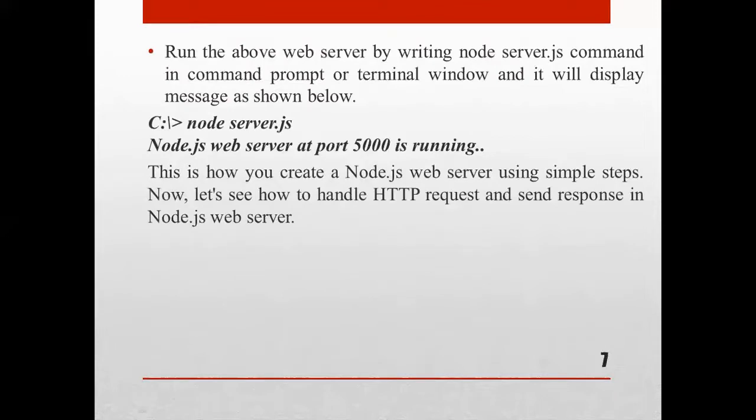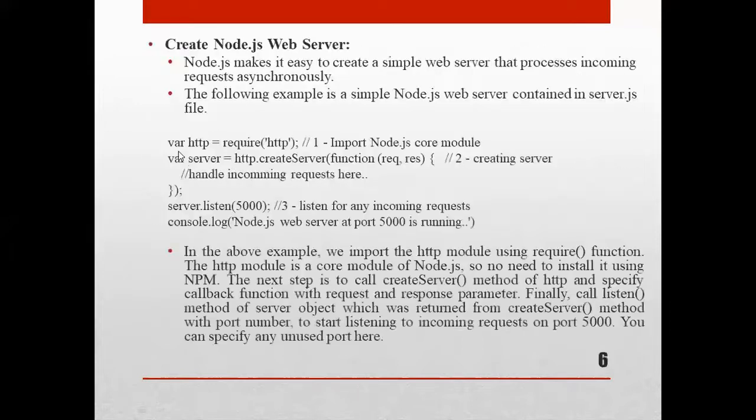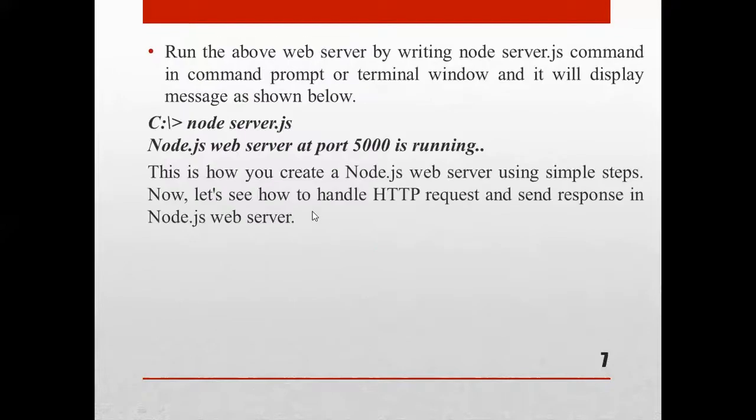Then how to run this? Run this code by writing node server.js, that is the file name, in the terminal window or command prompt. It will give us the message that we have written in console.log: Node.js web server at port 5000 is running. So this is how we can create a Node.js web server using simple steps.